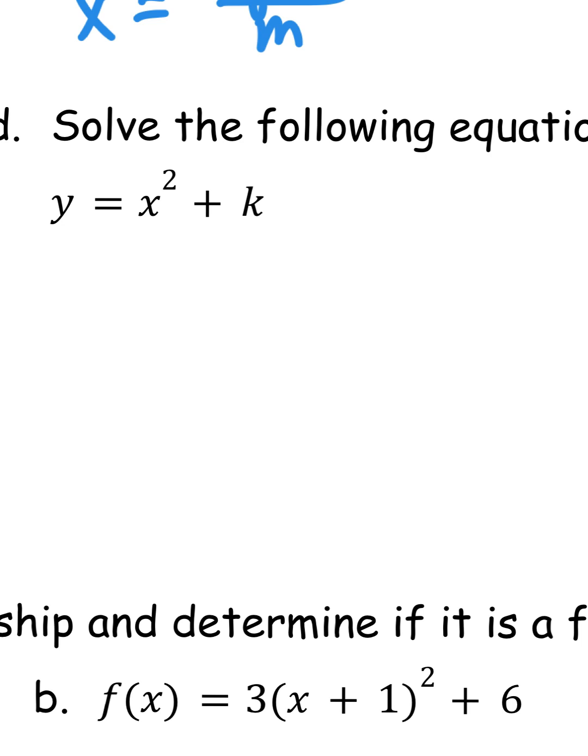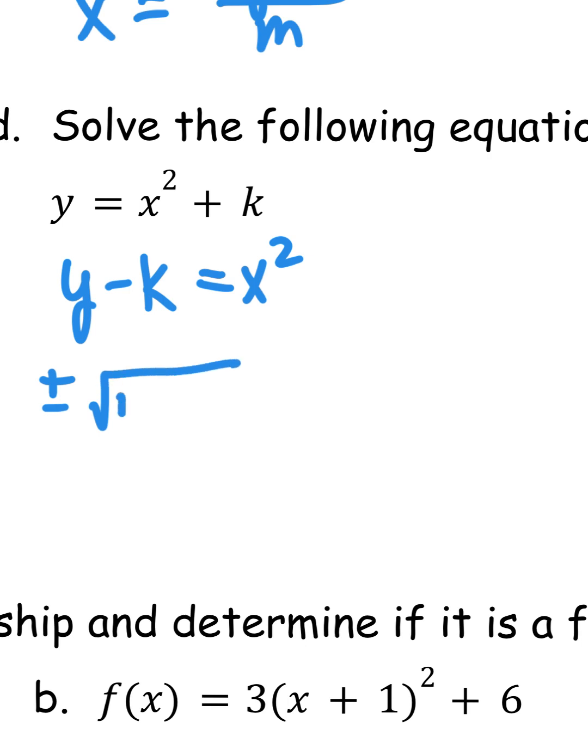This one I want to solve for x again. What would I do first? So I get y minus k equals x squared. How do I get the squared to go away? Square root. Do you currently see a square root? No. Okay, so anytime you bring a square root to the party, you have to remember to bring plus or minus. So I have plus or minus the square root of y minus k equals x. We okay with that?